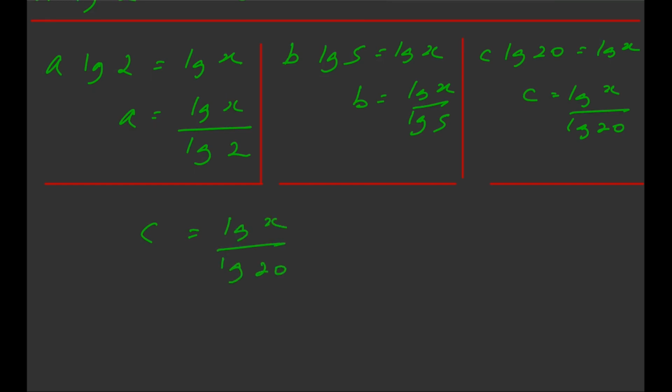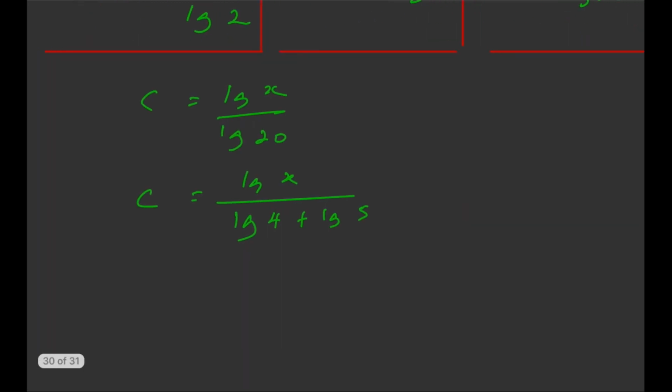Alright, so we can break this to LG 4 plus LG 5, right? Okay. And the next thing is we're going to flip this. You know that eventually that is over 1 for C. So if I flip the denominator and numerator, you're going to do the same for the left hand side and right hand side as well. So once we flip it, that will be 1 over C equals LG4 plus LG5 over LGX.